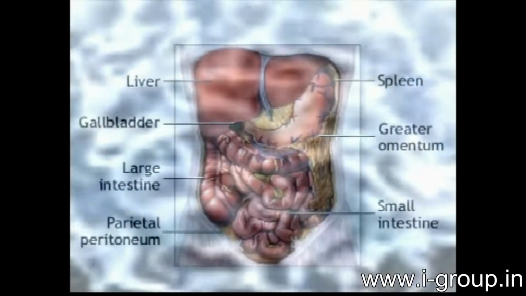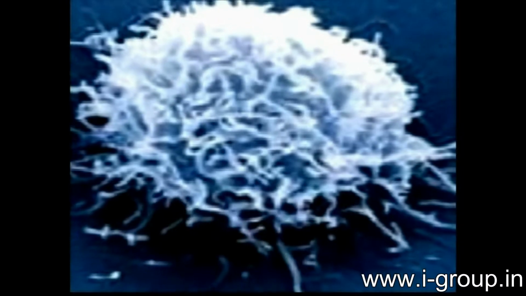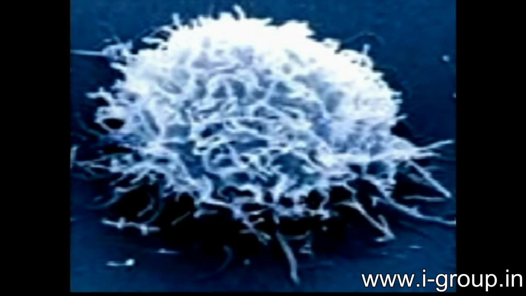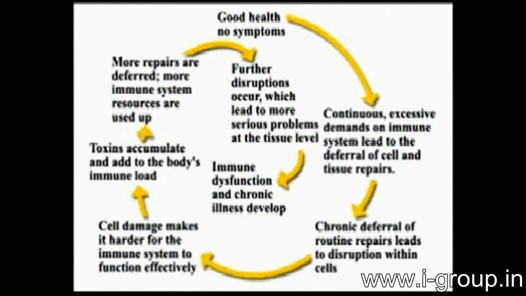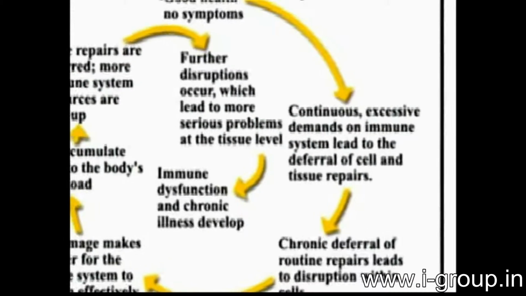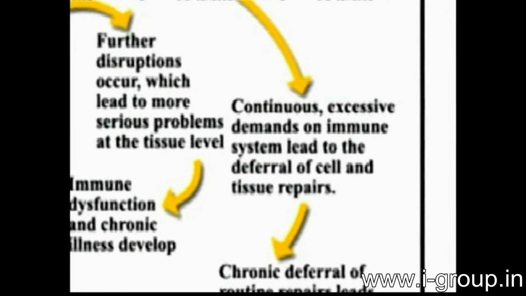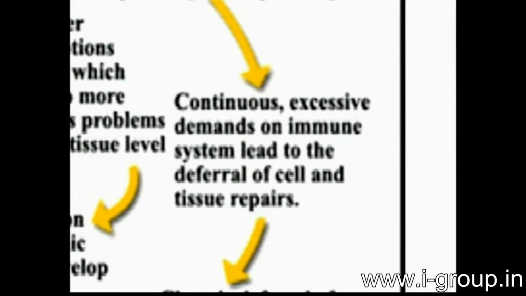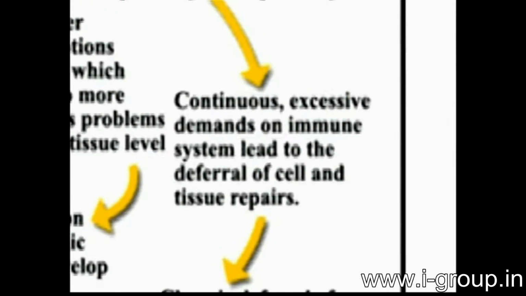The immune system is responsible for removing the damaged cells that free radicals produce. However, an immune system that is already stressed and operating at its maximum efficiency will finally defer from its role of removing damaged and dead cells. And the downward spiral into illness, both acute and chronic, will occur, as seen in this diagram. As you'll see, continuous excessive demand on the immune system, such as that caused by free radical cellular damage, leads to the deferral of cellular and tissue repair.